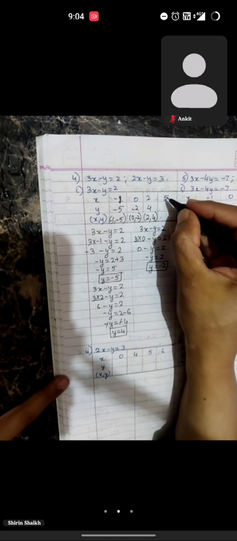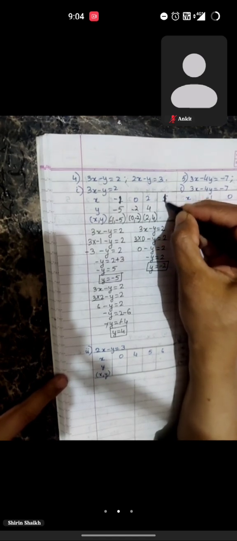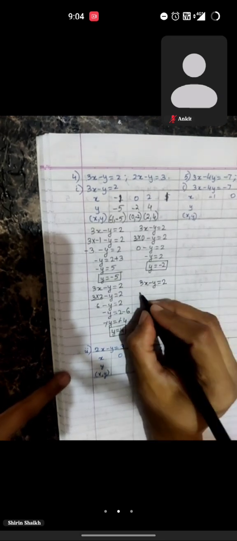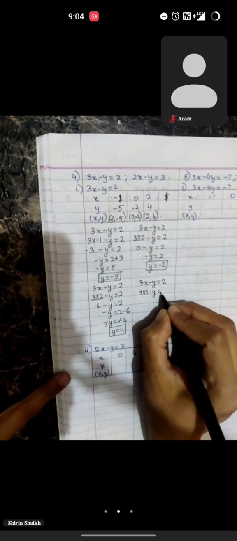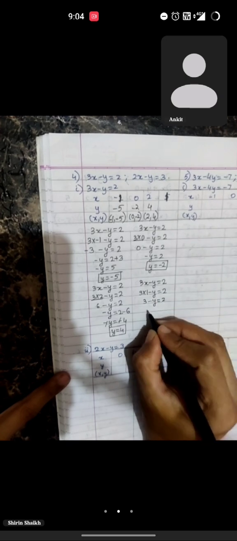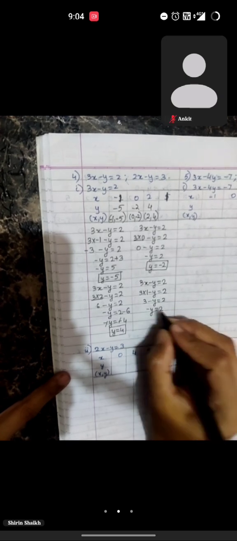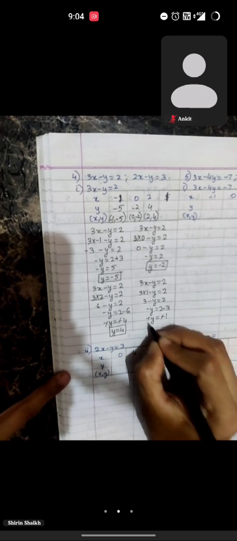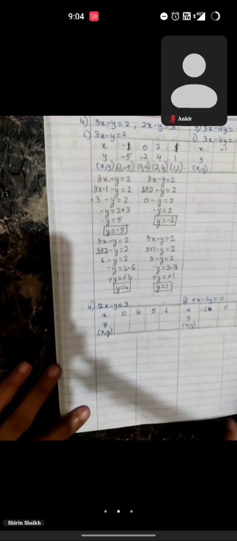And last we are going to take 1, not 5. ओके, so 3x minus y is equals to 2. So 3 into 1 minus y as 2. यहाँ पे 3 आएगा, minus y is equal to -1, minus minus cancel, y is equal to 1. So x is 1, y is also 1. So we got the points for the first equation.